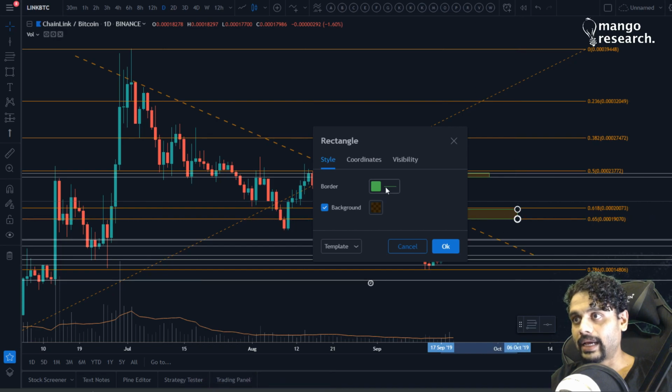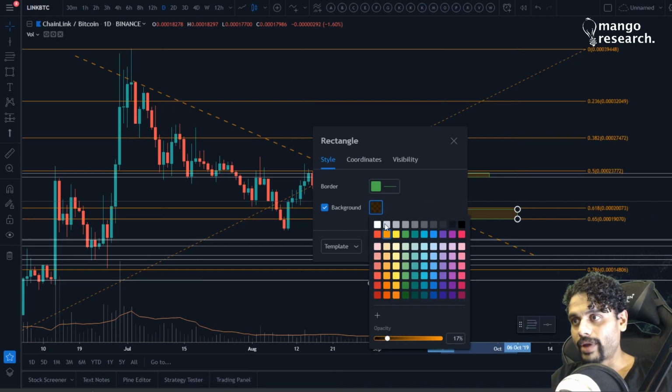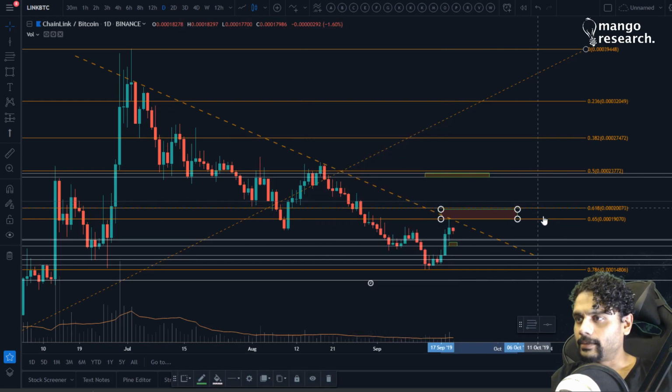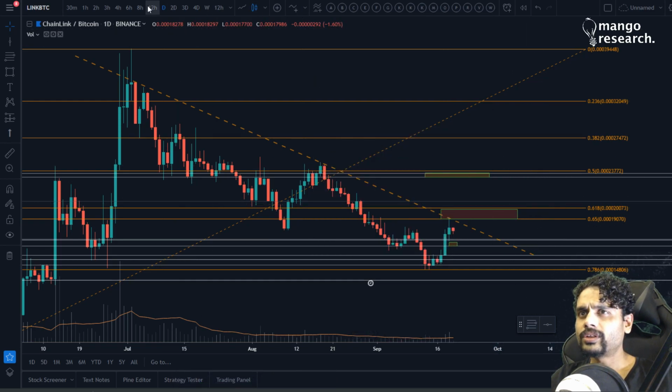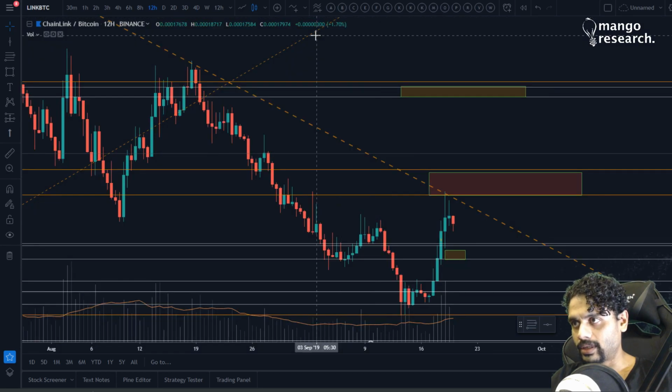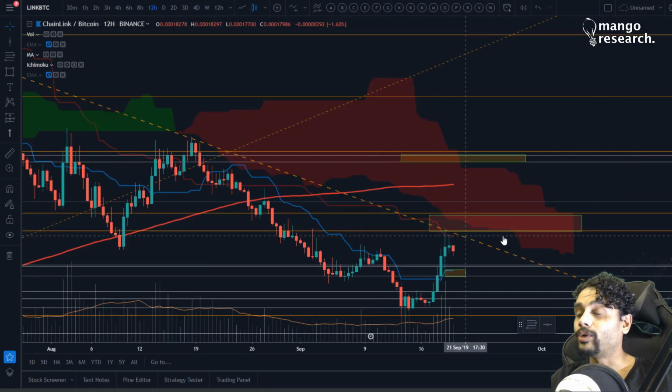I'm going to double click that and turn that to reddish. Yeah, reddish is good, right? That's going to be an area of resistance. Let's go ahead and turn on our Ichimoku, not on the daily. Let's look at the 12 hour. I want to see the cloud on this. Okay, the cloud is right there too. We have the Kijun and the 200 MA over here.